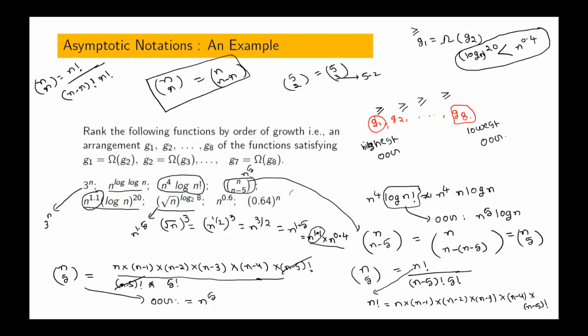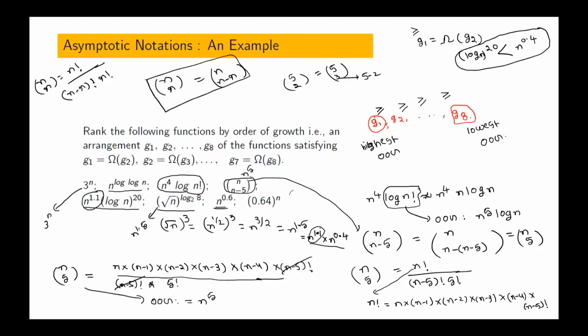But if we look here, n power 1.1 is there, n power 0.6 also is there. That means this is not smallest. So up to this is smallest, n power 0.6. Is that correct? Now, what about 0.64 whole power n? It is exponential form, so it will be greater than n power 0.64.